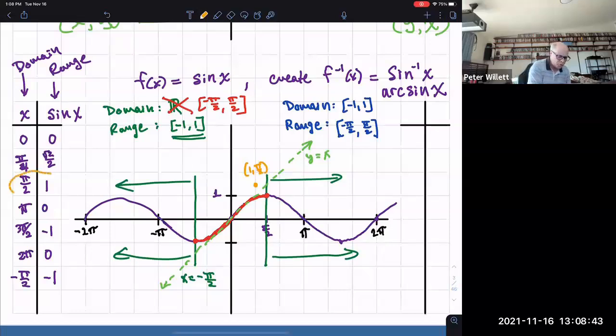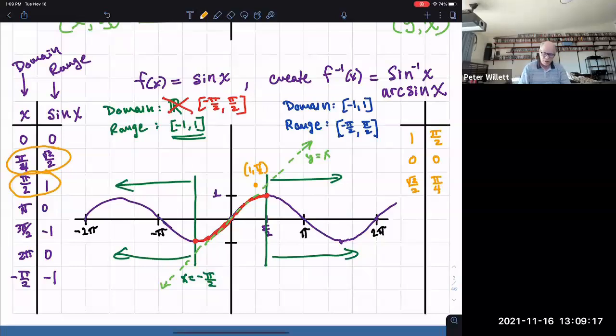So pi over 2 gives you 1 for the original sine function. So for the inverse sine function, if I plug in the 1, I get pi over 2. 0 still gives me 0. On the original function, when I plugged in pi over 4, I got root 2 over 2. So now when I plug in the square root of 2 over 2, I get pi over 4.